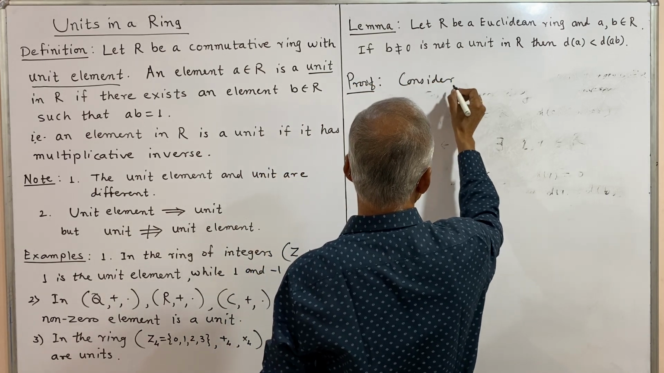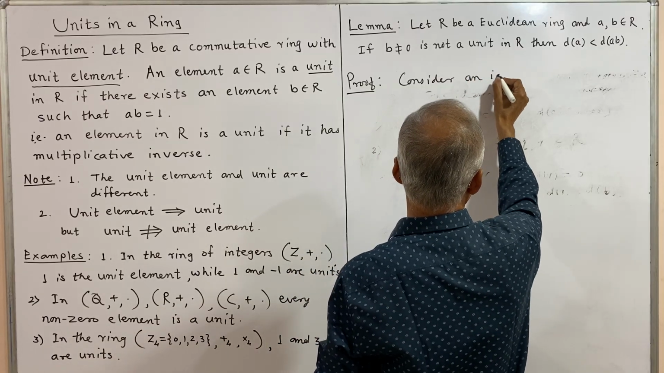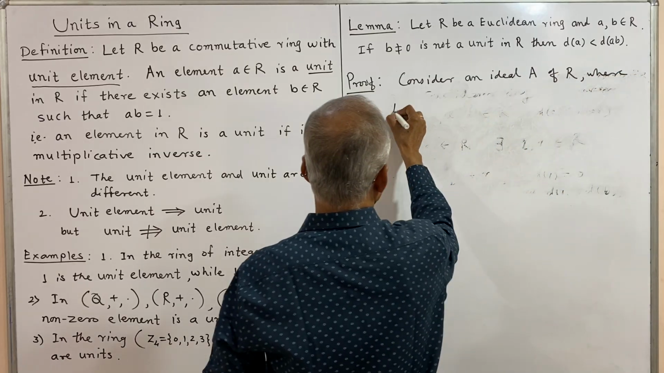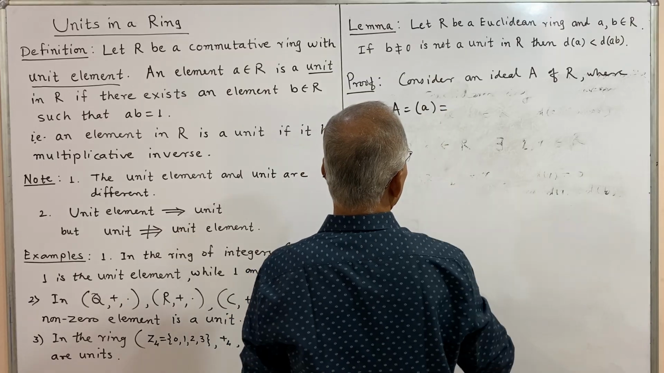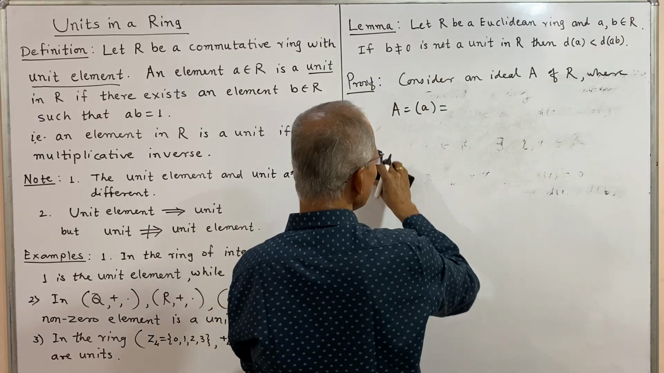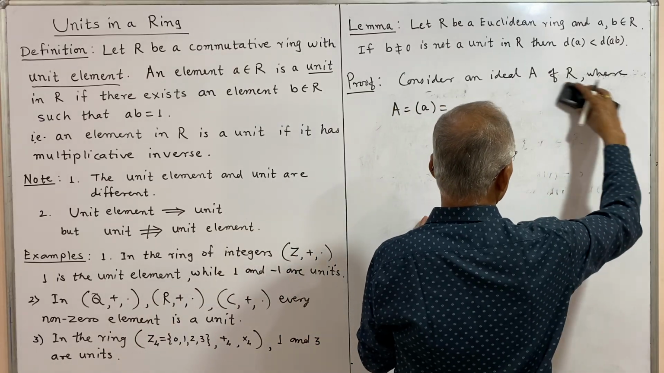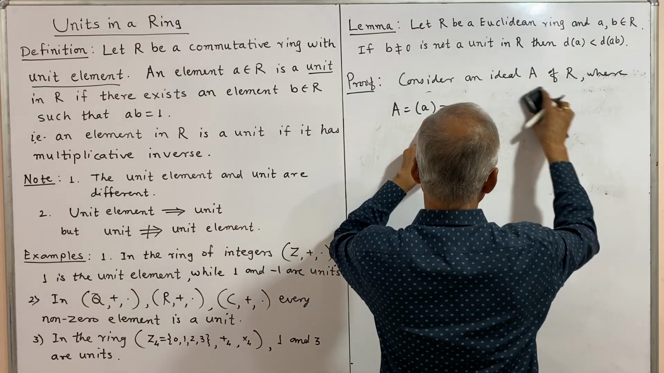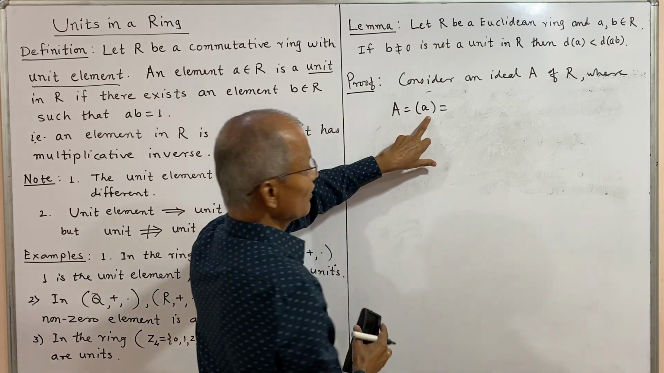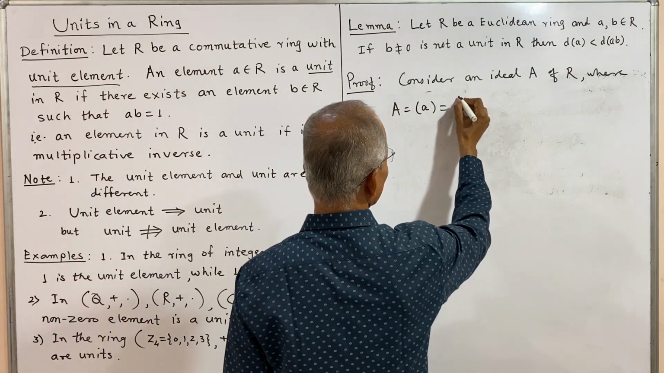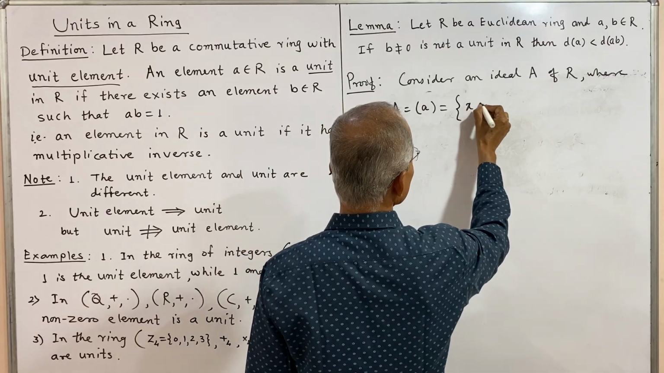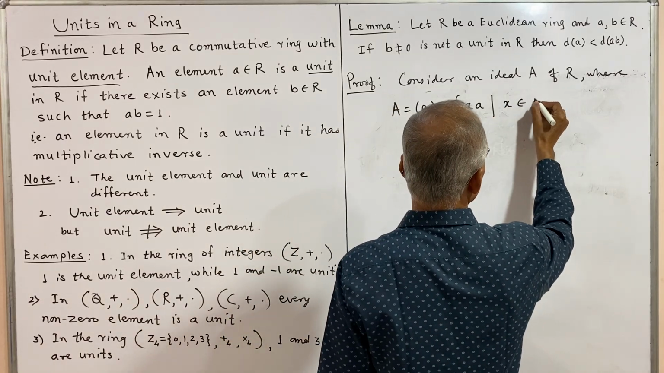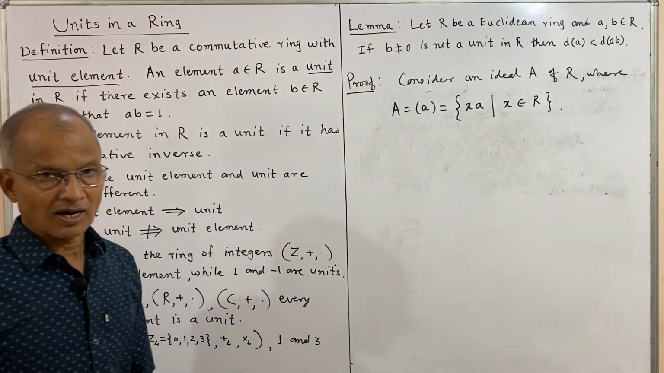Consider an ideal A of R, where the ideal A is generated by A. The ideal generated by A means every element of this ideal is a multiple of A. This is the symbol we denote, and it is generated by A, which means every element is of the form x times A, where x belongs to R. This is an ideal of R.